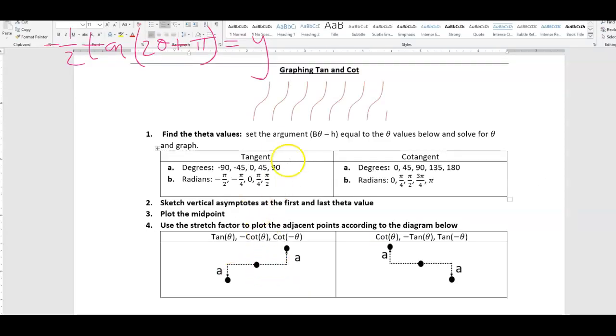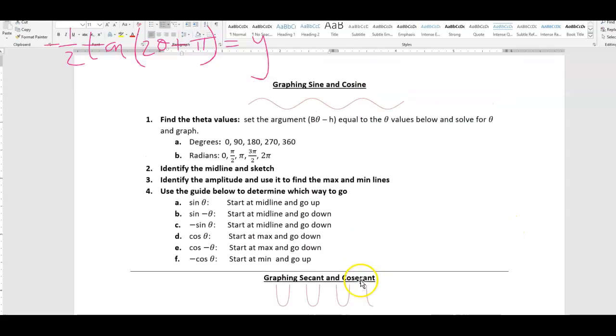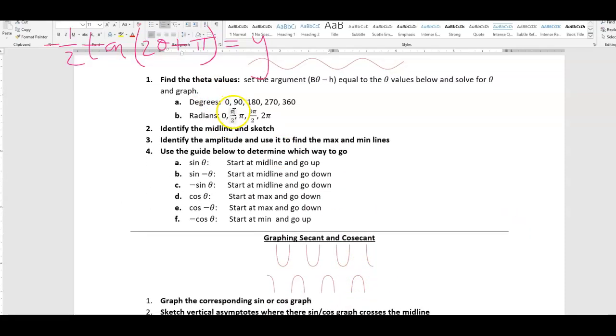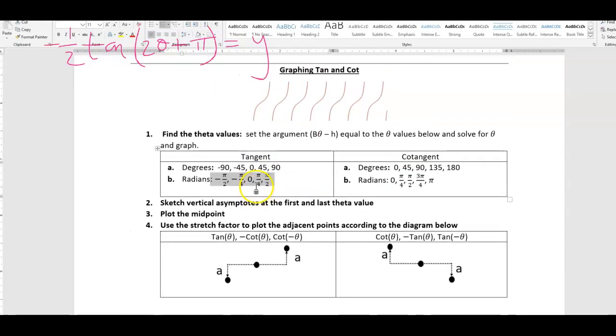So the first thing we're going to do is set the argument, the b theta minus h, that's the 2 theta plus pi there, equal to our theta values below. Now, since we're doing radians, I'm going to use these. So the first angle I'm going to use is negative pi over 2. The next one I'm going to use is negative pi over 4. Now, I'm going to pause here and be careful. So far, we've always been using 0 and pi over 2, right? But this is different. Tangent and cotangent have different starting angles. For tangent, it's negative pi over 2 followed by negative pi over 4.